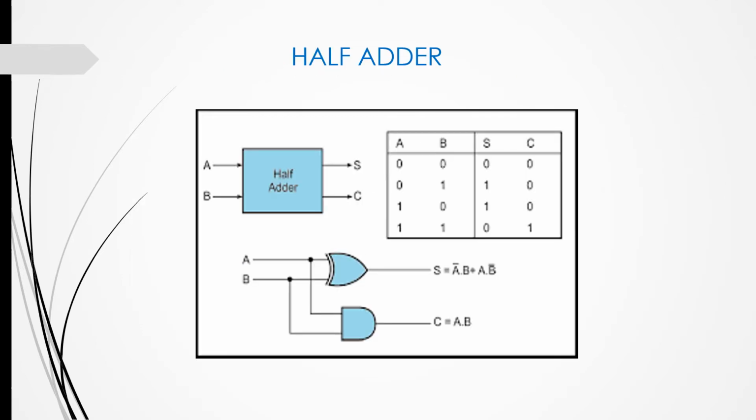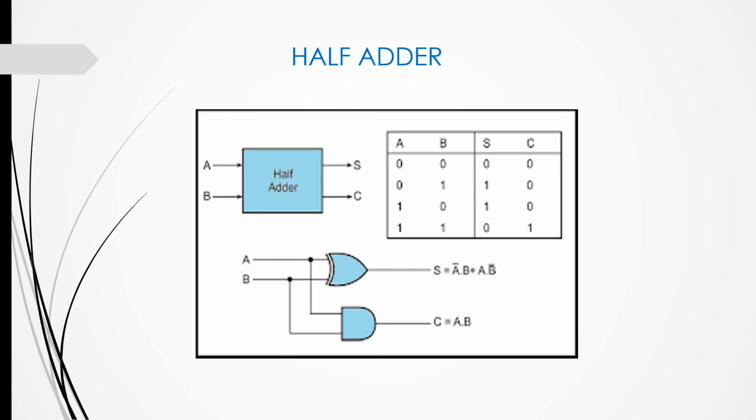Half adder can add 2 bits. So here you can see that there are 2 inputs A and B and 2 outputs sum and carry. Truth table is shown here. So you can see here, if inputs are 0 0, sum is 0, carry is 0. If inputs are 0 1, sum is 1, carry is 0. If inputs are 1 0, sum is 1 and carry is 0. And if inputs are 1 1, then sum is 0 and carry is 1.